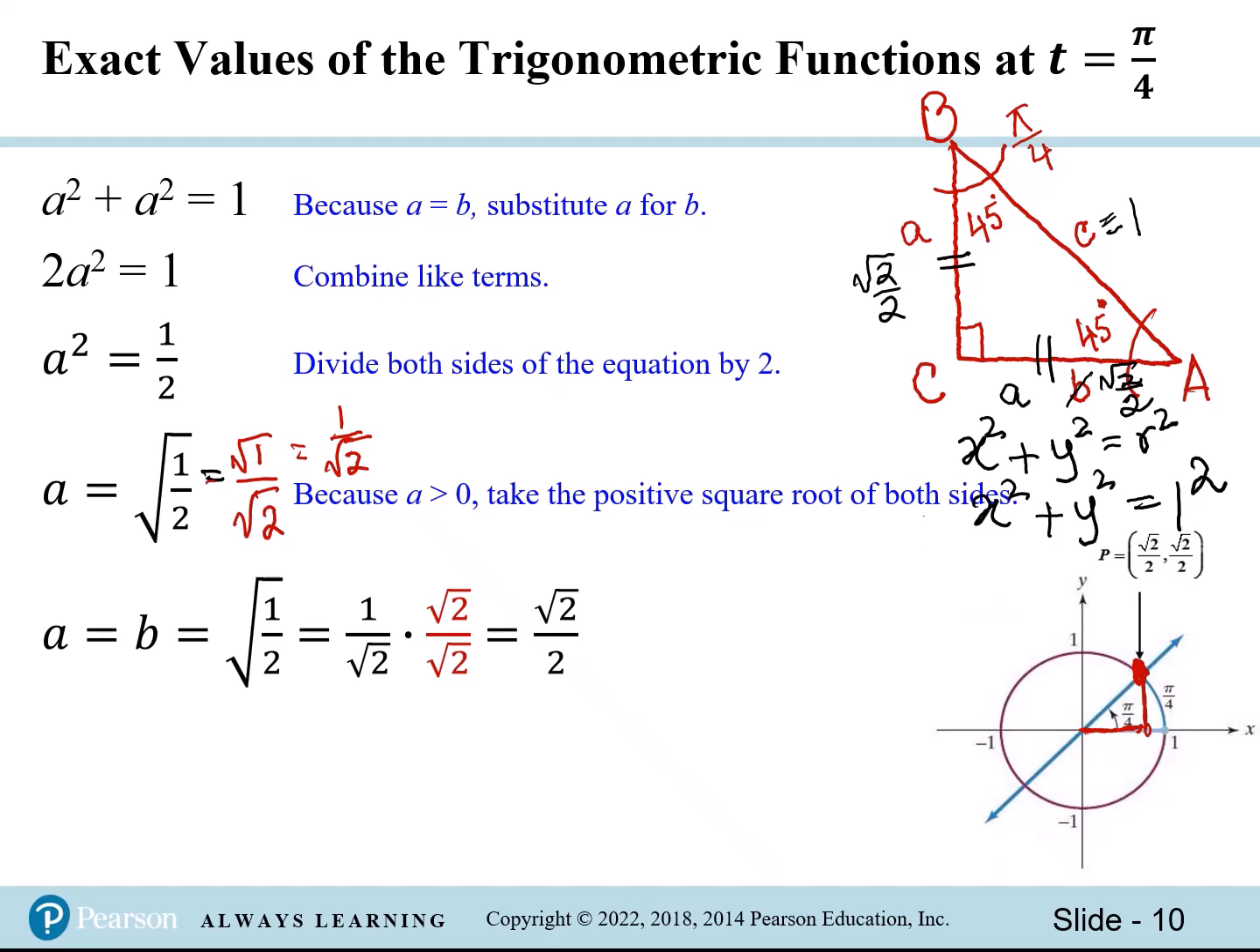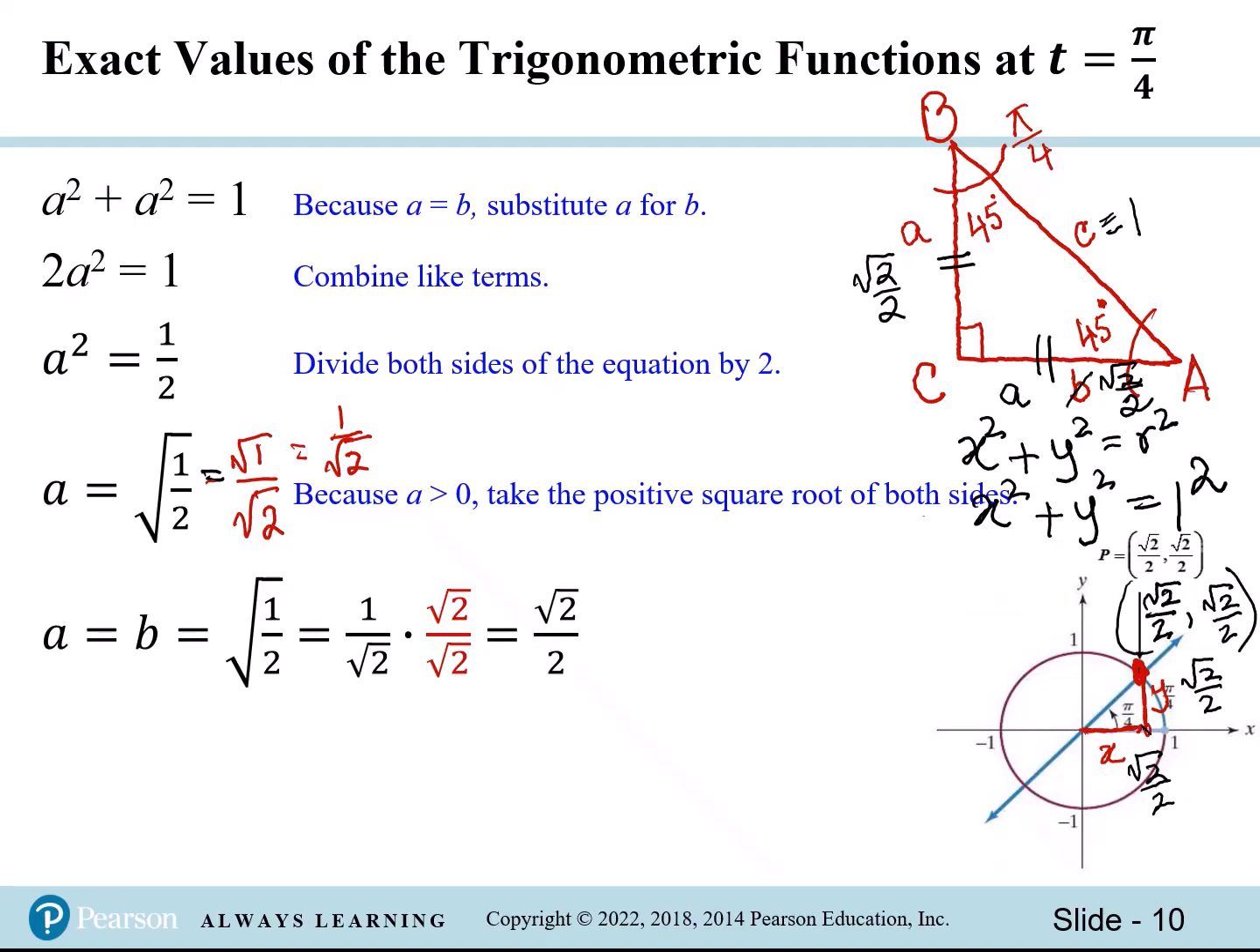So here we have x, here we have y, and if the central angle measures pi over 4, then x and y will have the same measure of square root of 2 divided by 2. So this point here, P, will have the coordinate square root of 2 divided by 2, comma, square root of 2 divided by 2. And then we are going to go ahead and use those x and y values.